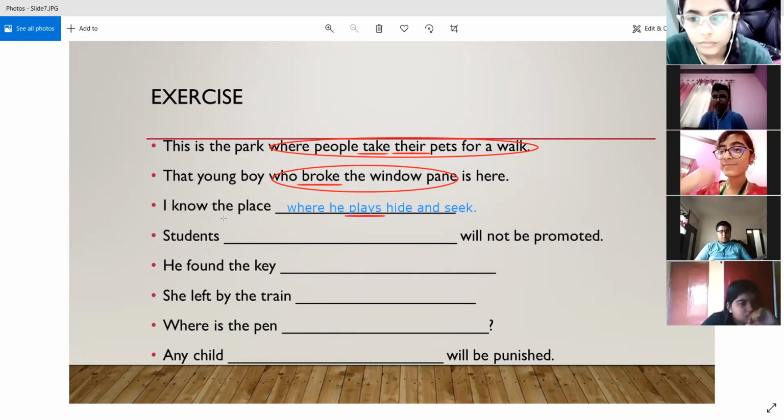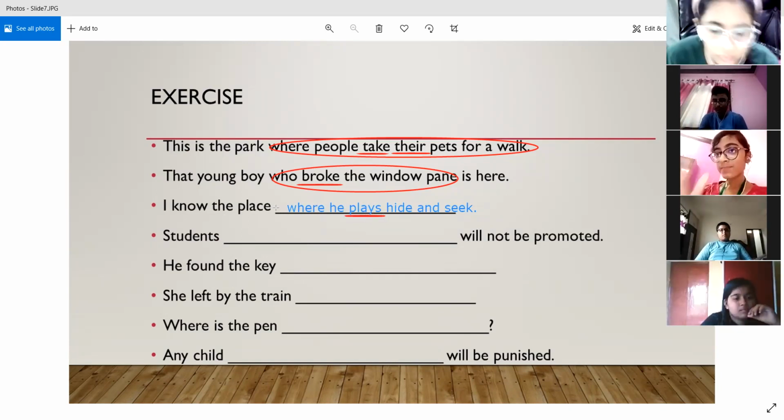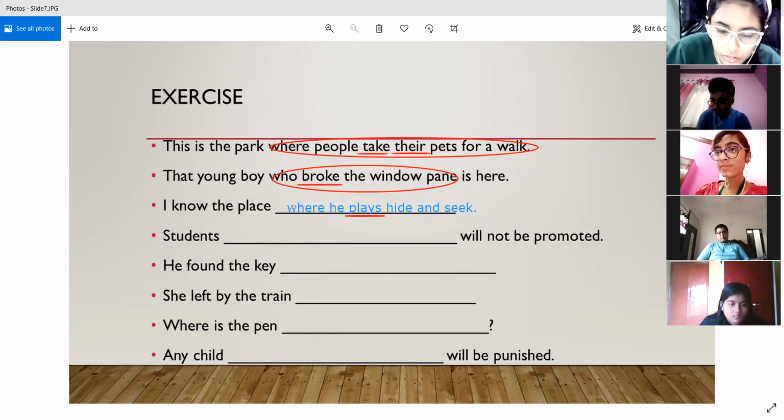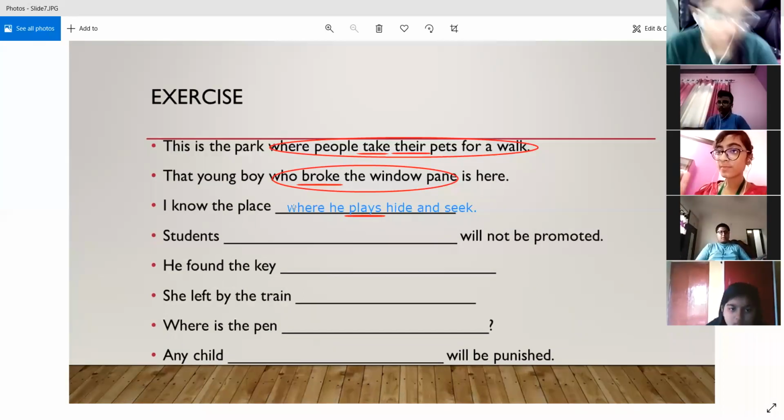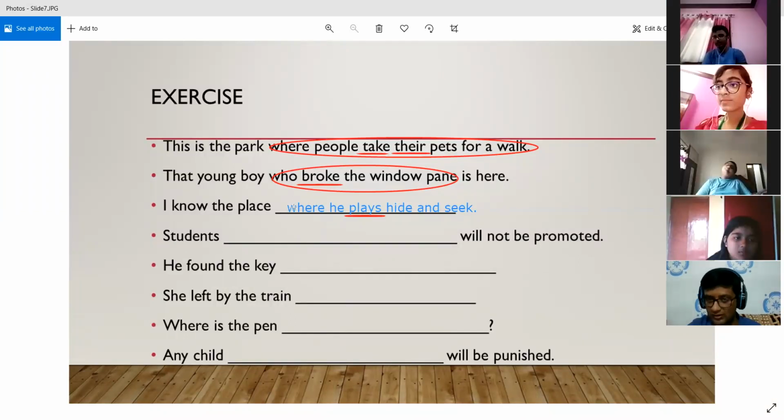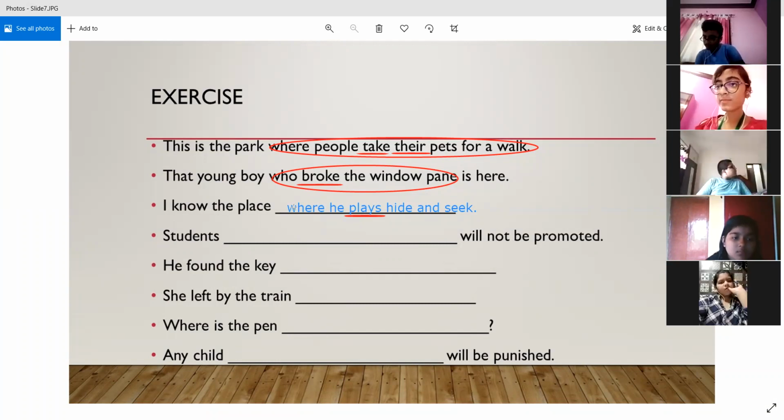So what is this clause doing? This clause is describing the place. Which place is being talked about? That place where he plays hide and seek, right? So the place has been described, so it is acting as an adjective, and since the verb part is present, it is acting as an adjective clause. All right.